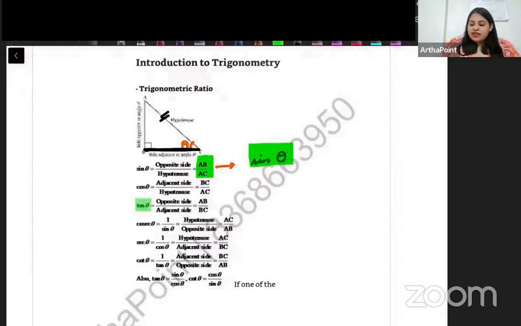Then we have, beta, tan theta. Tan theta will be perpendicular by base. So opposite side by adjacent side will be tan theta. So AB by BC will be tan theta.